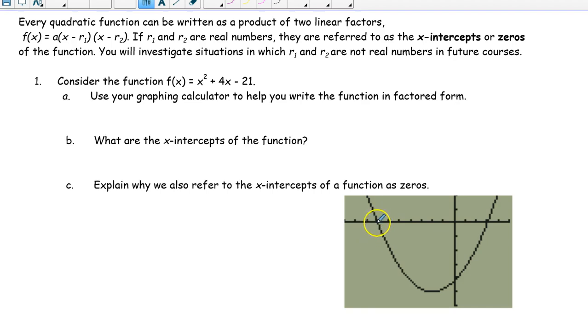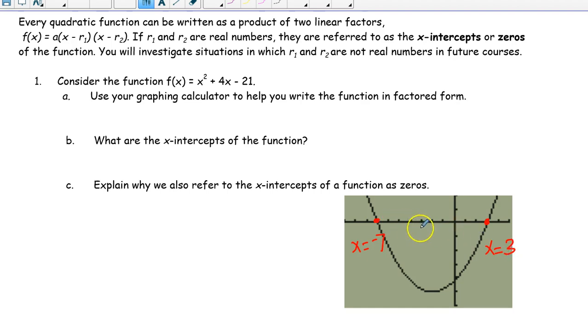So for that I need this, and those two are my x-intercepts. So what are the values of x here? In this case, x is equal to how much? -1, 2, 3, 4, 5, 6, 7. x is equal to -7. And there x is equal to 3.